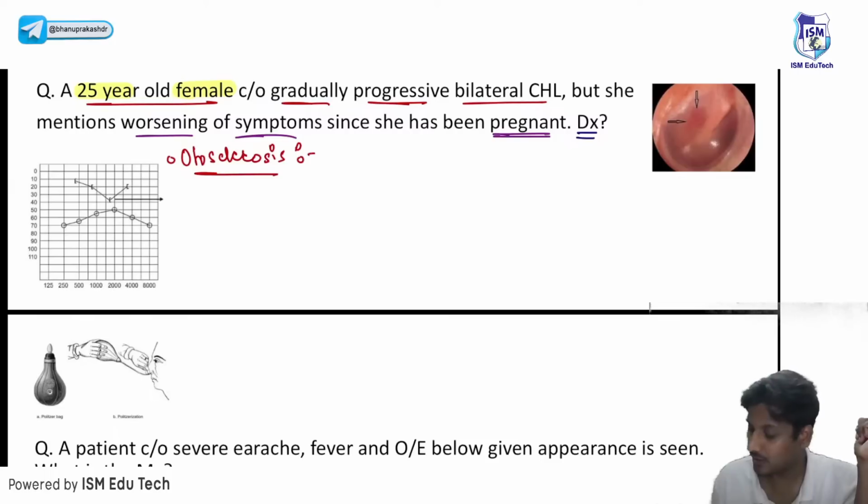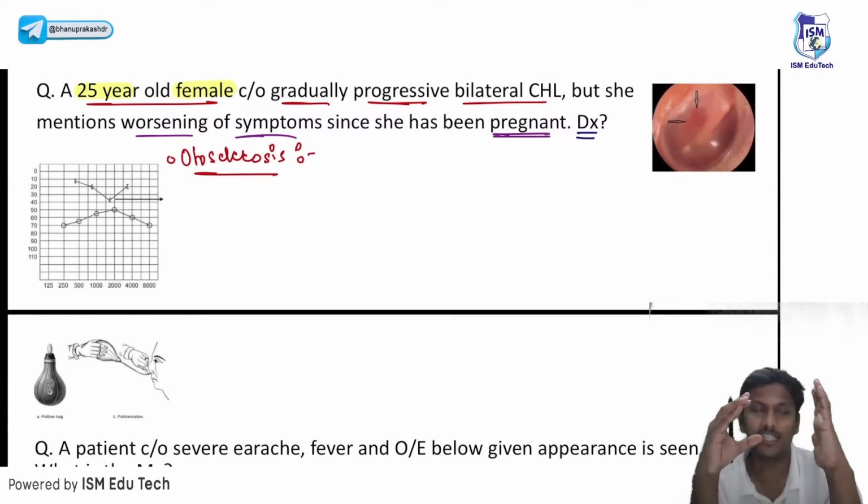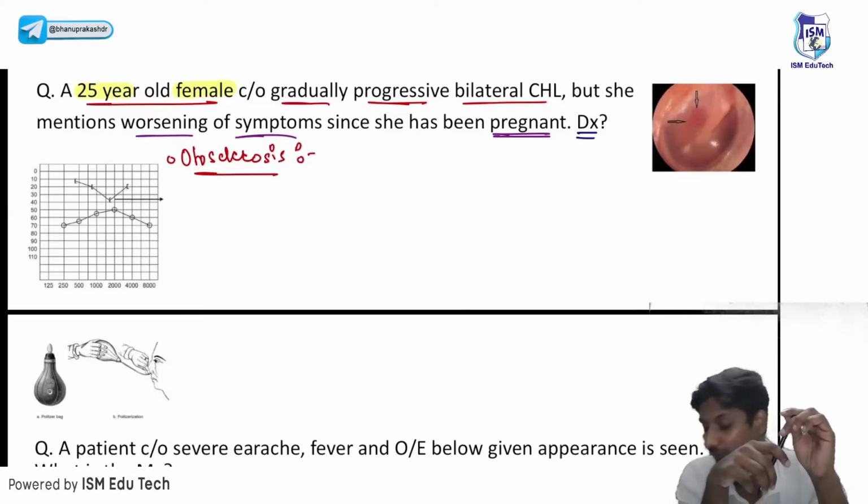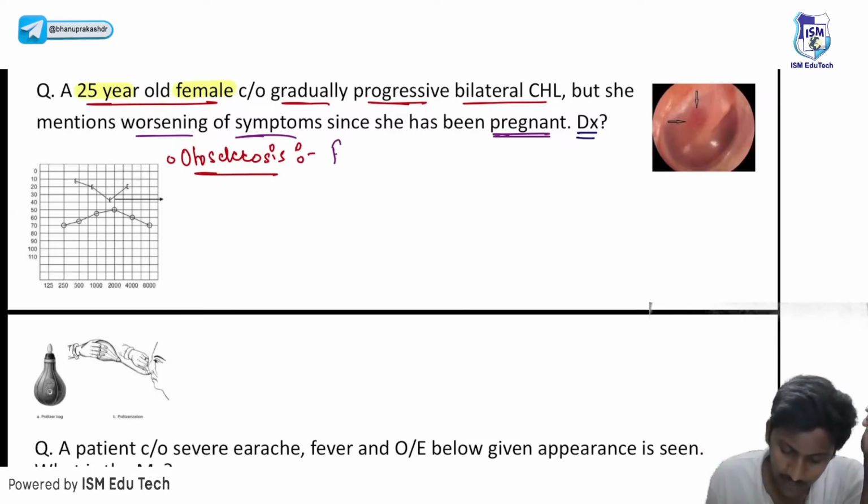Sclerosis means fibrosis. So we know that the foot plate of the stapes is attached to the oval window. Okay. So definitely, if there is fibrosis all around the foot plate of the stapes, there will be fixation of the foot plate of the stapes.